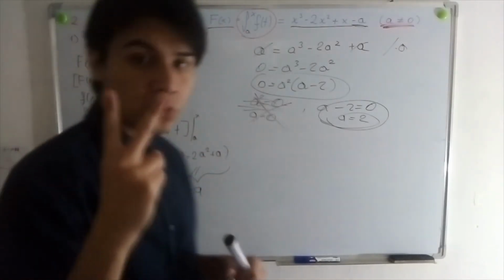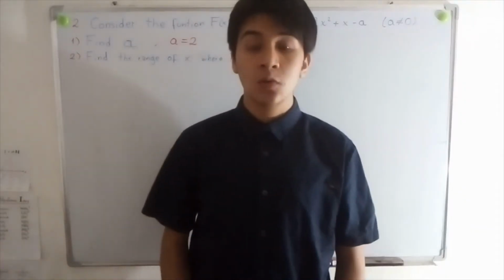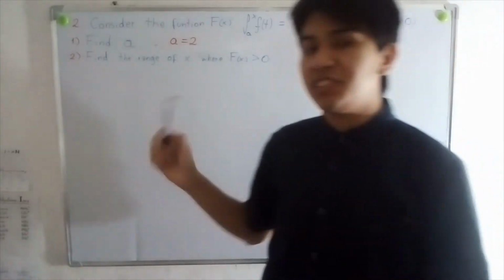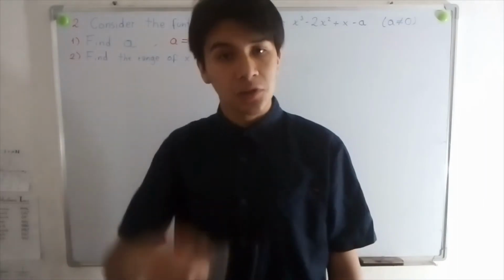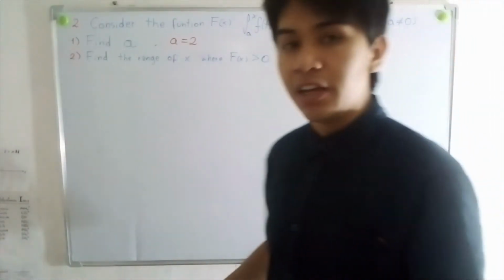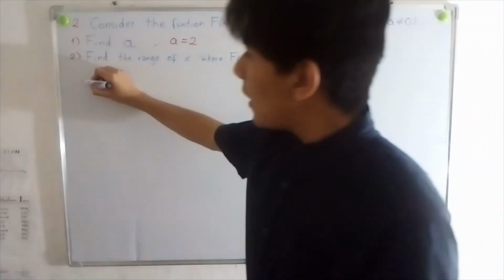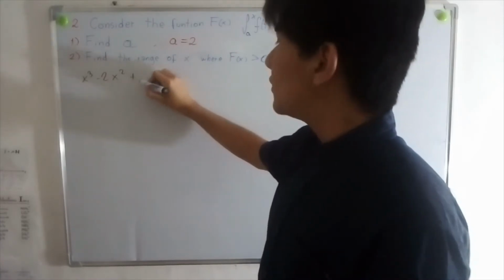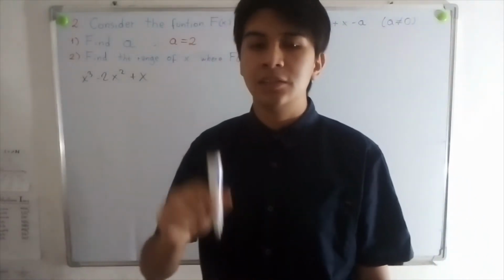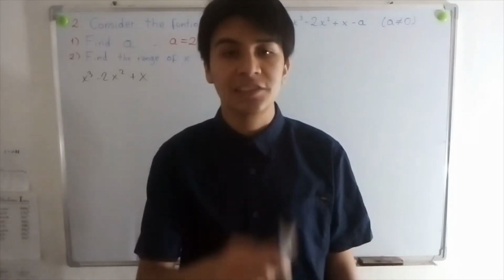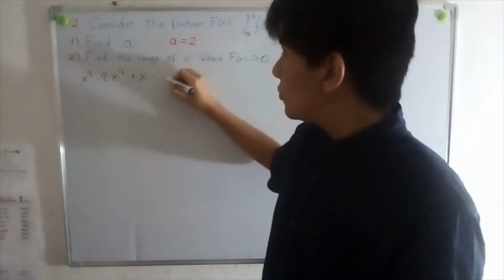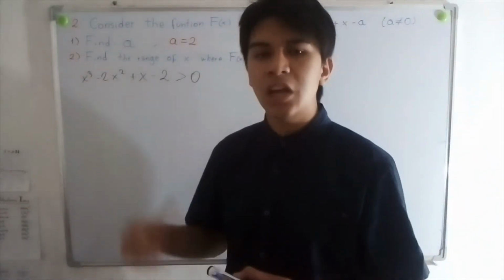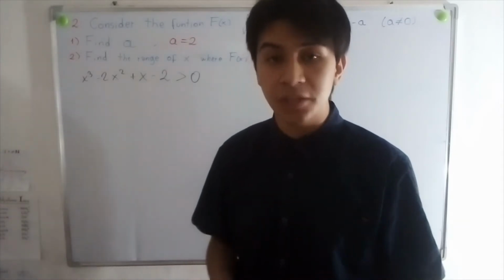Let's do the second question. The second question says, find the range of x where capital F is greater than 0. Let's go. What is capital F? Capital F is x cubed minus 2x squared plus x minus 2, and we want it to be greater than 0. Now we are going to use the Ruffini method.